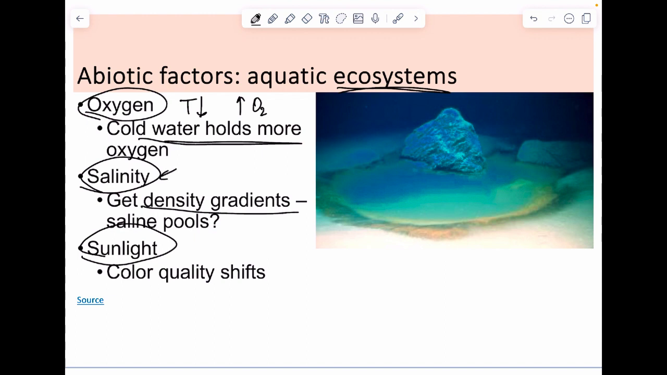Salinity is what helps produce those density gradients that help drive currents. We also get hypersaline pools, like what we would see here. So this is underwater.